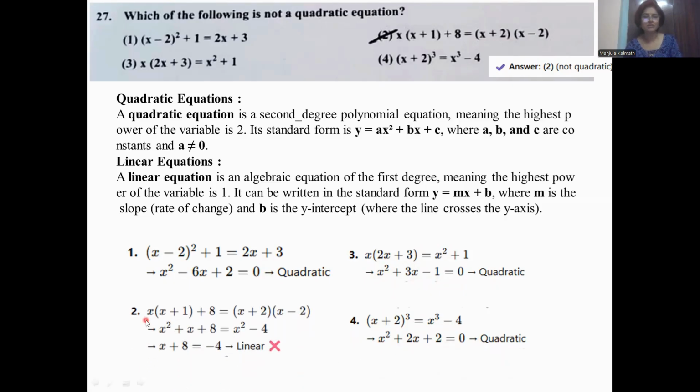The next one, here we have x into (x plus 1) plus 8 equals (x plus 2) into (x minus 2). By simplifying this, the x square and x square get cancelled. x plus 8 equals minus 4, that is x plus 8 plus 4, that is x plus 12 equals 0. Then here the highest power of the variable is 1, so it is linear. It is not a quadratic equation. So the correct answer for this one is 2.